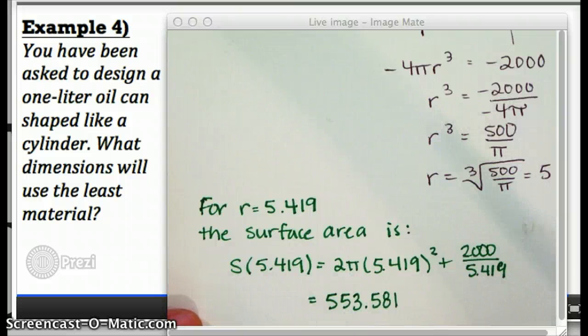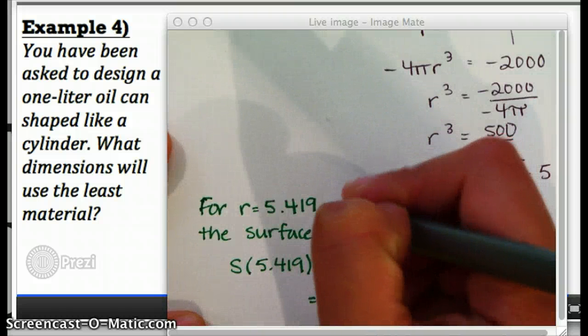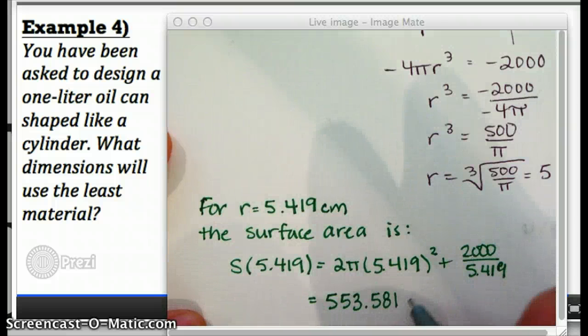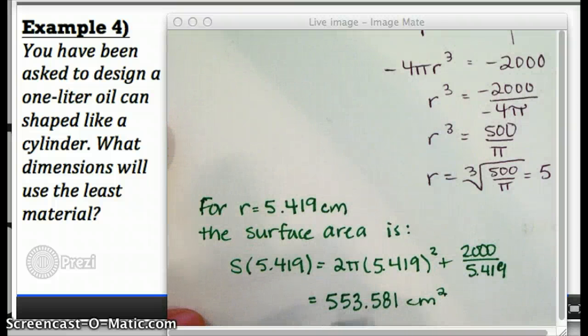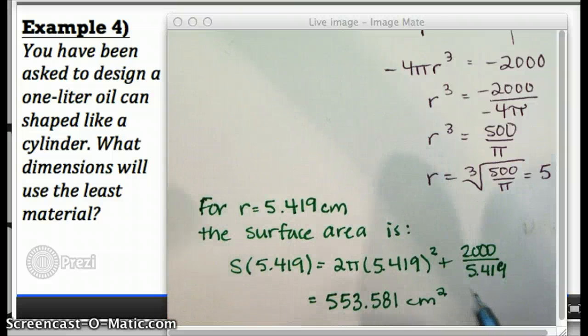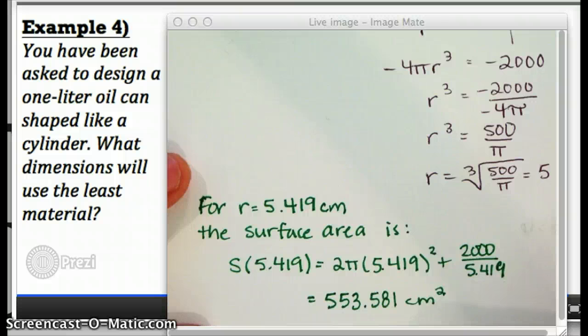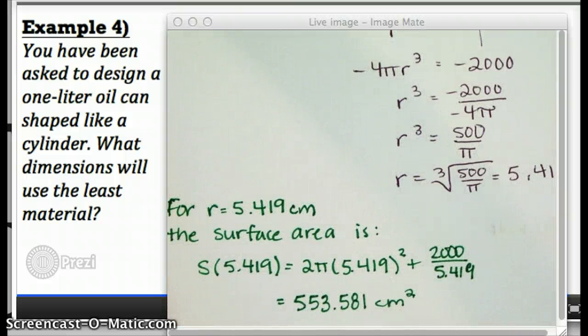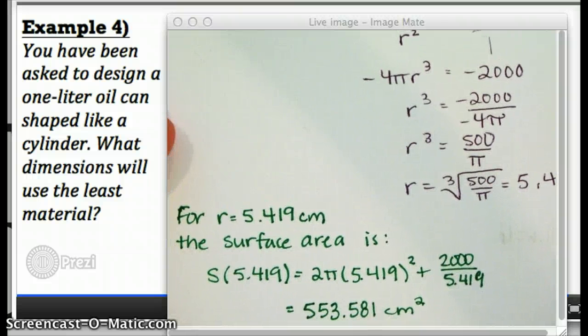Think about units for a second here. We used centimeters cubed for volume, so we have centimeters as the units for radius, and the surface area will be centimeters squared. This seems like a pretty big surface area. So if this is the minimum surface area, I'm a little worried because that seems large, but let's check. The way to check, of course, is the first or second derivative test. I'm going to try the first derivative test this time. We've been using the second derivative test for the last couple examples.